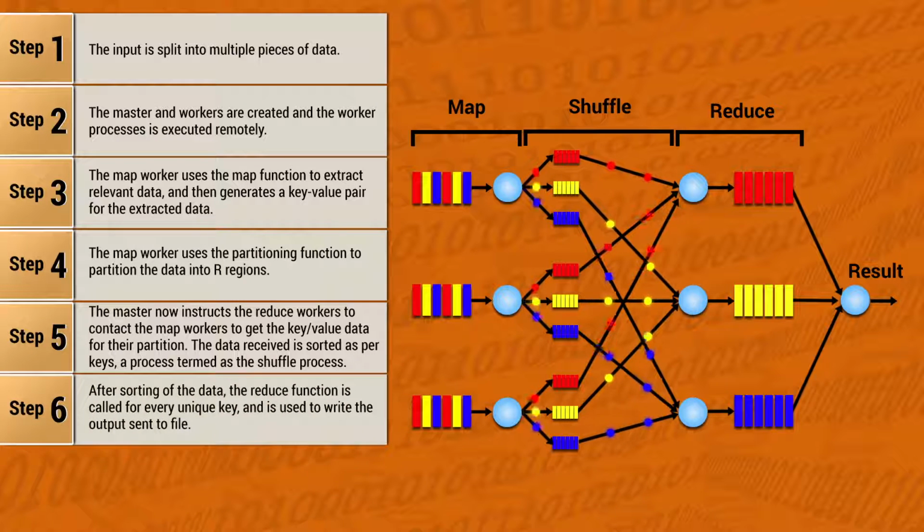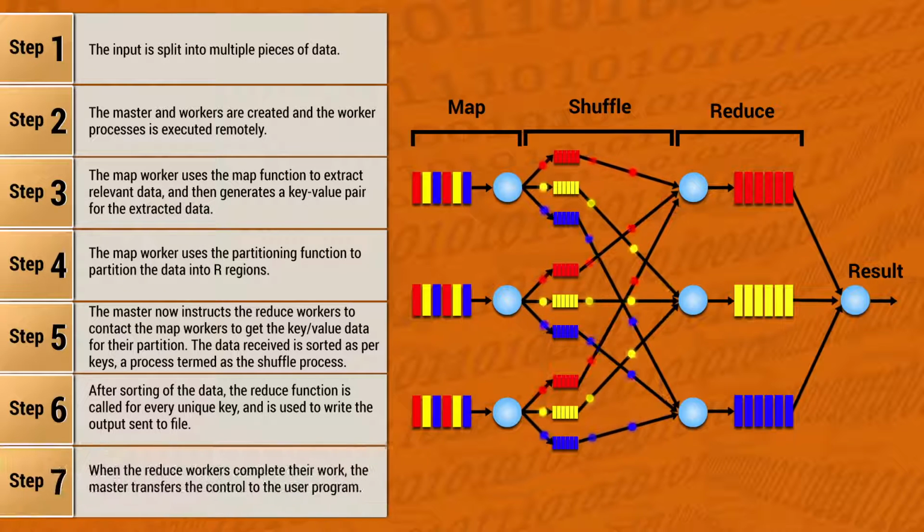After the sorting of the data, the reduce function is called for every unique key and is used to write the output sent to file. Finally, when the reduce workers complete their work, the master transfers the control to the user program.